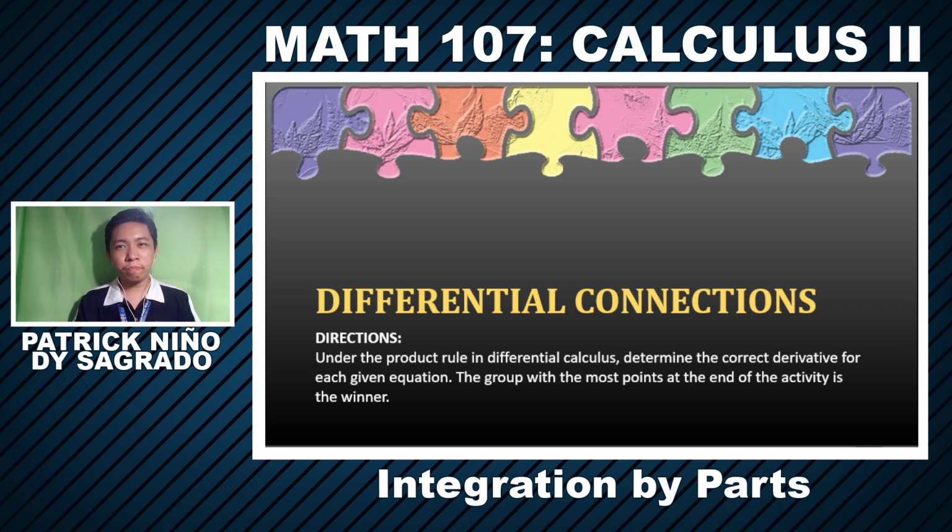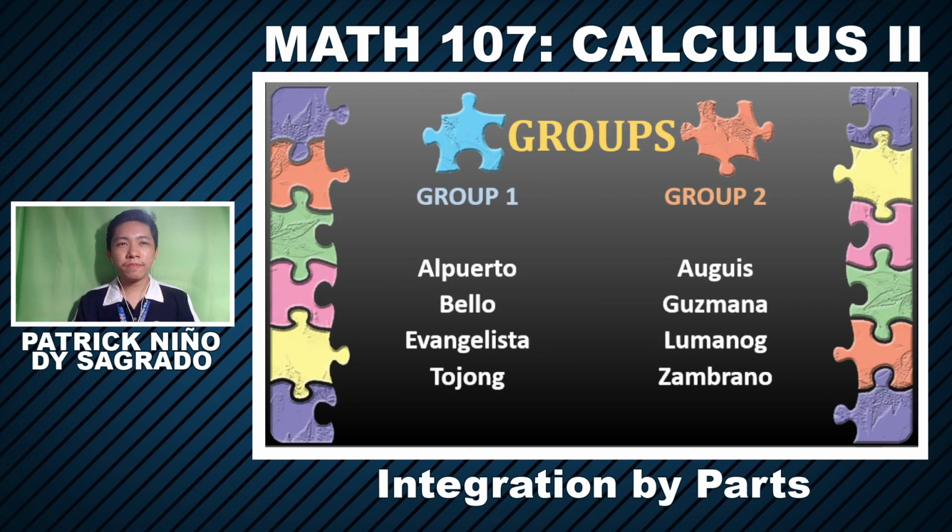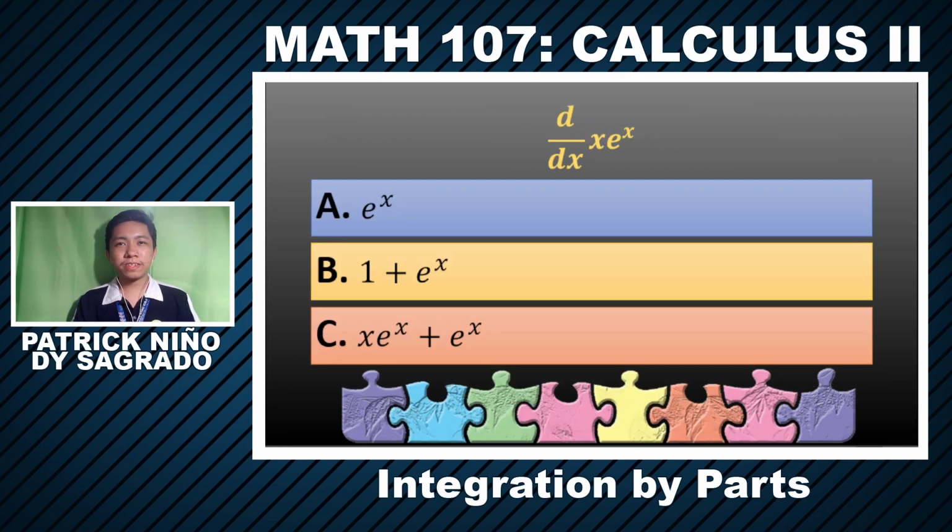So who are your group mates? For group 1, we have Mr. Alpuerto, Mr. Bello, Ms. Evangelista, and Mr. Tohong. For group 2, we have Mr. Oges, Ms. Guzmana, Mr. Lumanog, and Ms. Zambrano. So on that, let's start.